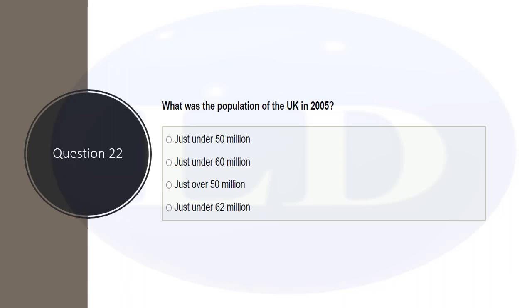What was the population of the UK in 2005? Just under 50 million, just under 60 million, just over 50 million, or just over 62 million. So the correct option is just under 62 million. There's no other way to find the correct answer except for remembering that.